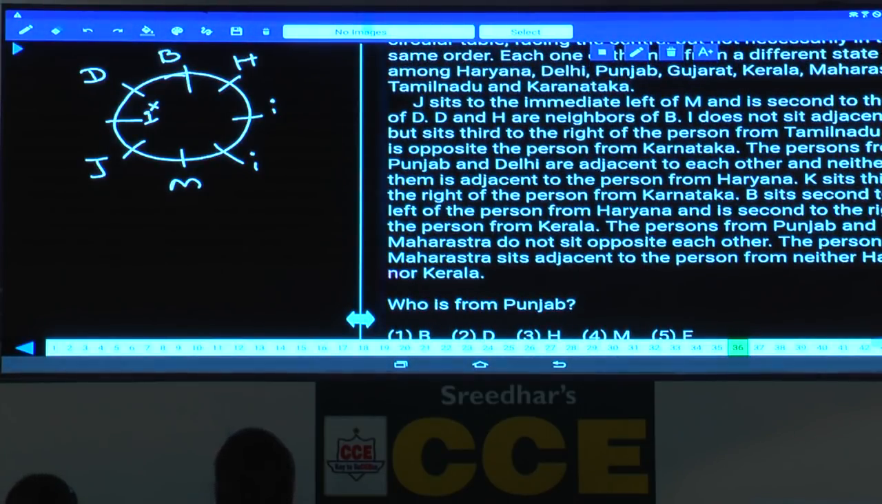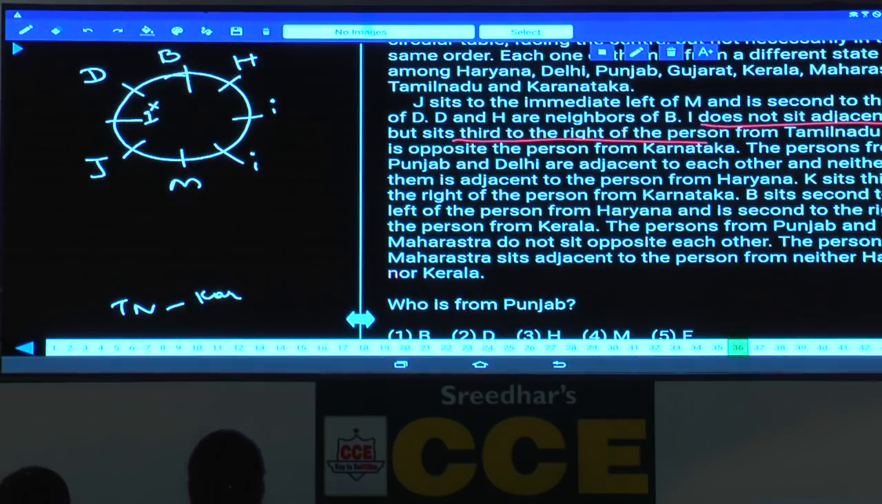Next one. I does not sit adjacent to D, but sits third to the right of the person from Tamil Nadu. And Tamil Nadu is opposite to the person from Karnataka. Now the persons Tamil Nadu and Karnataka are opposite to each other. And this I is seated third to the right of the person from Tamil Nadu, isn't it? And the person from Punjab and Delhi are adjacent, and neither of them is adjacent to the person from Haryana. K sits third to the right of the person from Karnataka. B sits second to the left of the person from Haryana, and is seated second to the right of the person from Kerala. Punjab and Maharashtra do not sit opposite. Person from Maharashtra sits adjacent to the person from neither Haryana nor Kerala, isn't it?